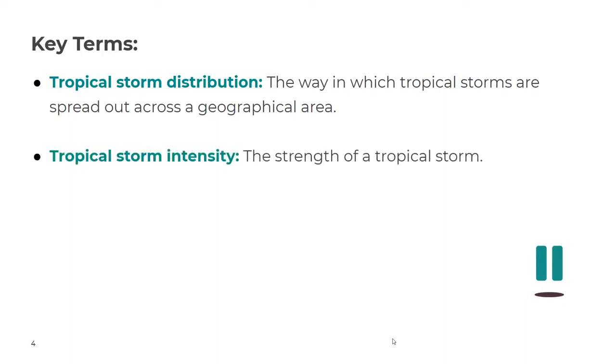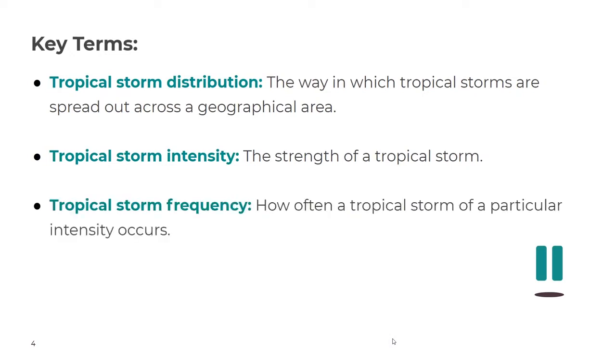The next key term is tropical storm intensity, and what we mean by this is the strength of a tropical storm. And the last key term is tropical storm frequency, so how often a tropical storm of a particular intensity occurs. So for example, how often do we have very intense, powerful tropical storms, and how often do we have weaker tropical storms? If you'd like to pause the video to make a note of the key terms, you can do that now and then resume when you are ready.